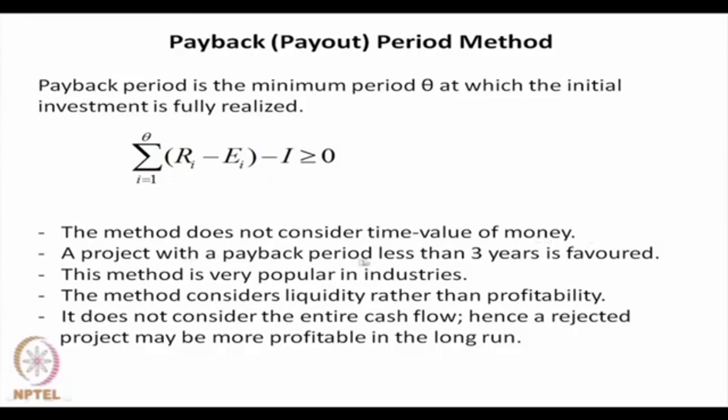A project with a payback period of less than 3 years is usually favored, because the company which has invested an amount of I is getting back its money in cash form or in some form in 3 years' time. If it is so, then that project is considered good. This is very popular in industries. However, this method considers only liquidity rather than profitability, because it does not consider the entire cash flow. Hence, a rejected project may be more profitable in the long run.